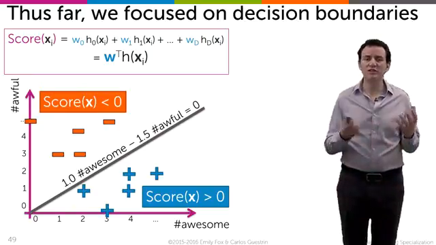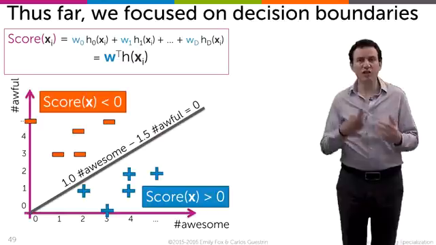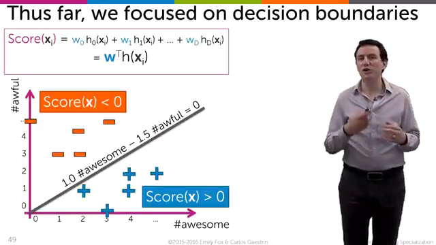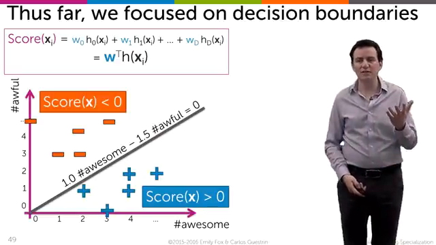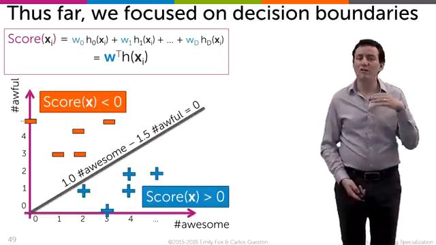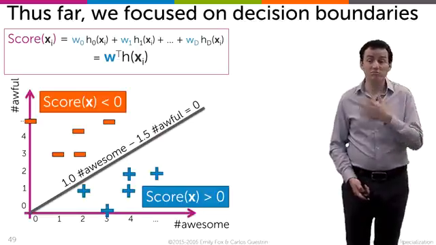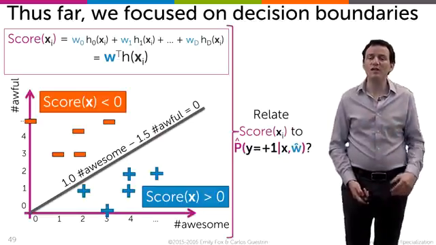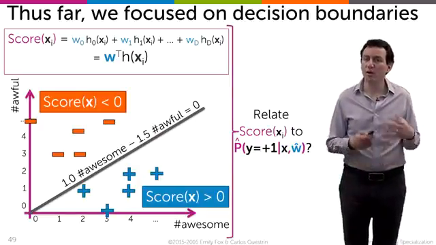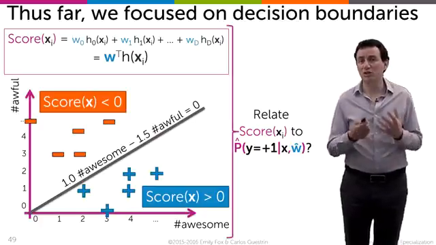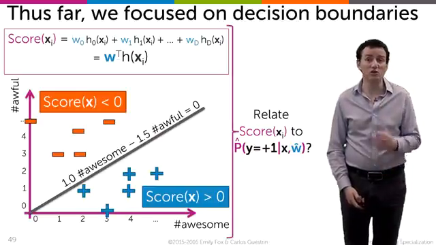Now, if you go back to our example for decision boundary, we computed the score of every data point as W transpose H of X, or W0 H0 plus W1 H1 plus W2 H2 plus W3 H3 and so on. Everything below the line had score greater than 0. Everything above the line had score less than 0. But we don't know how far. It's like a lot less than 0 and a lot greater than 0 potentially. And how do we relate these scores, which could be somewhere between minus infinity and plus infinity, with the probability that the output is +1, the probability the sentence is +1? And that's the task that we're going to try to do today.